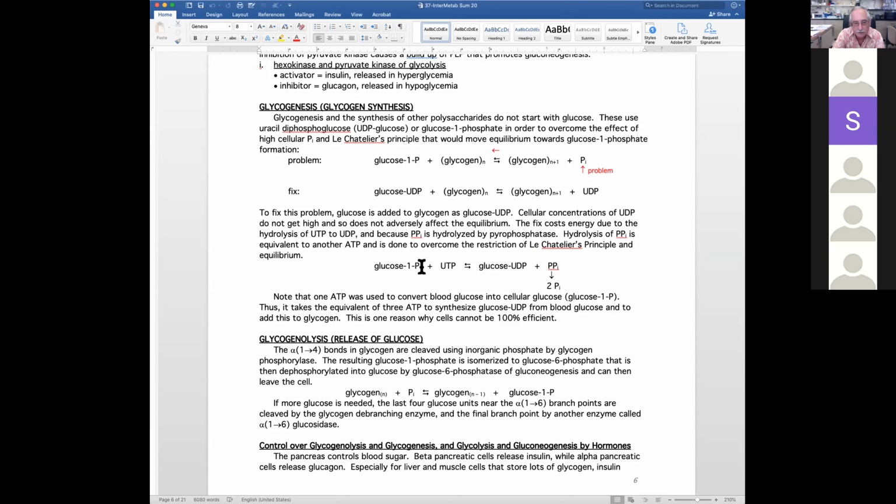So does it cost energy to store glucose as glycogen? Yes, it does. Everything costs energy.